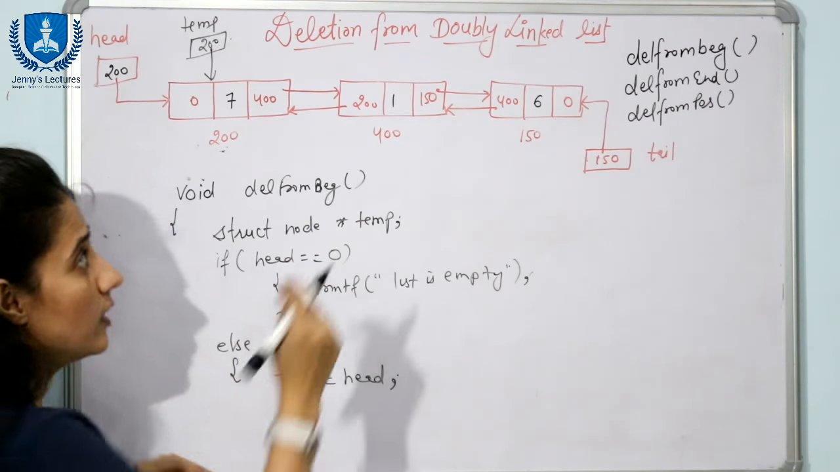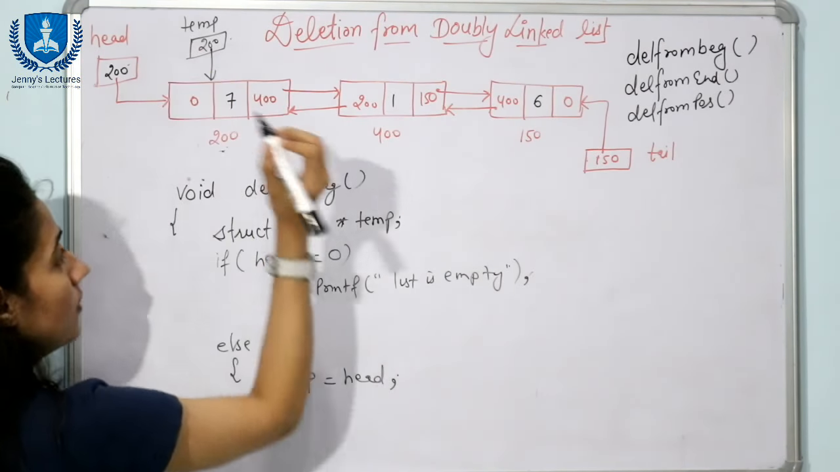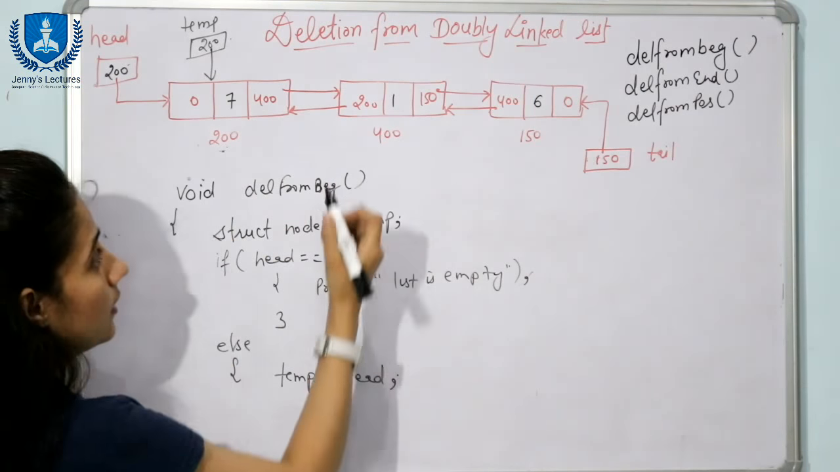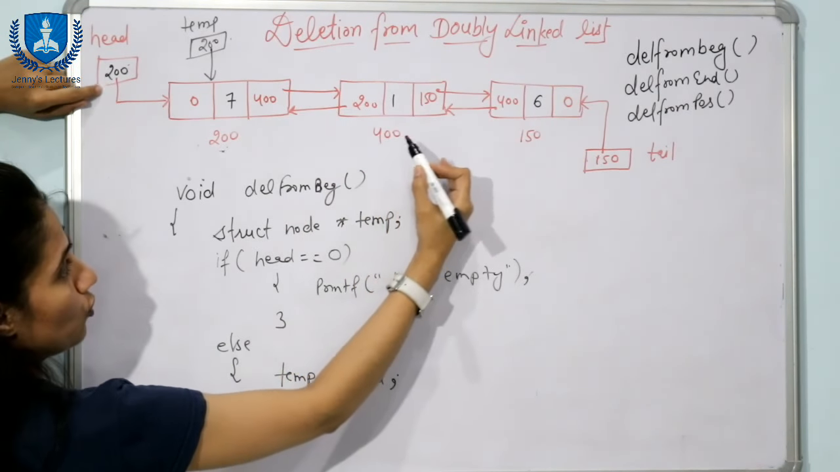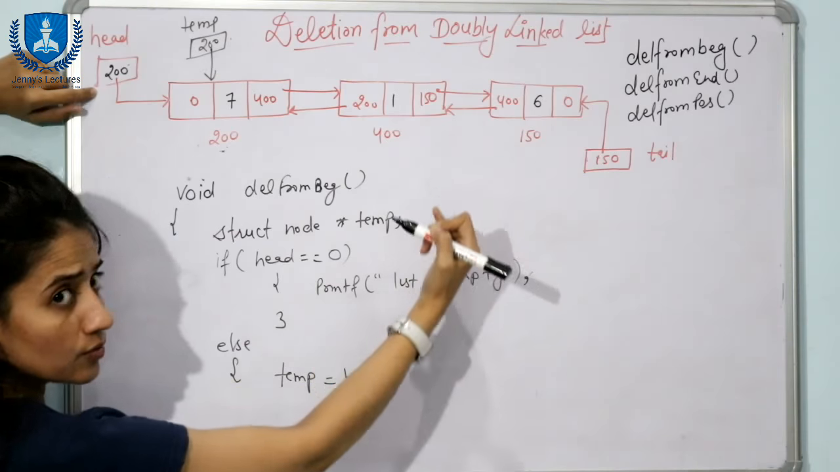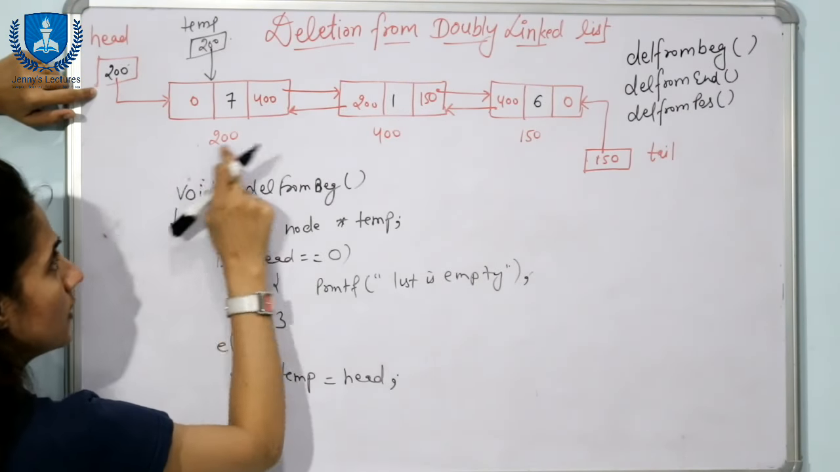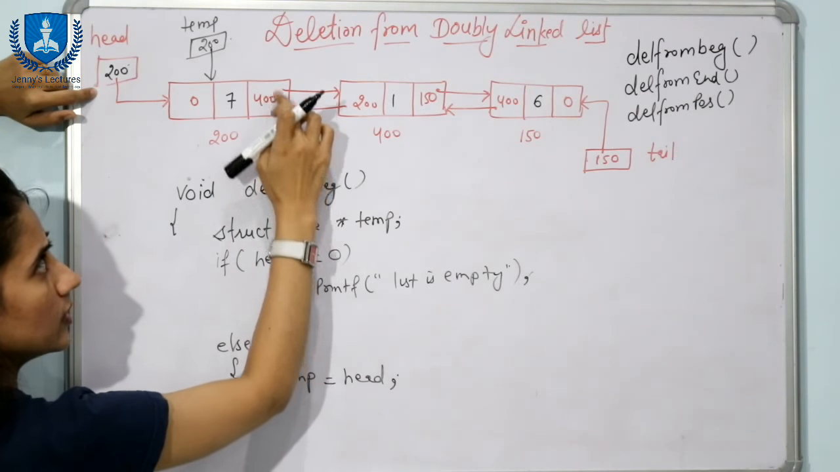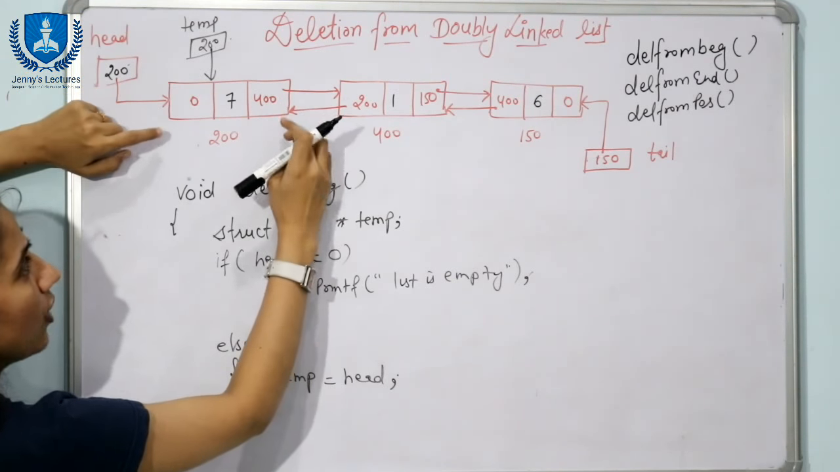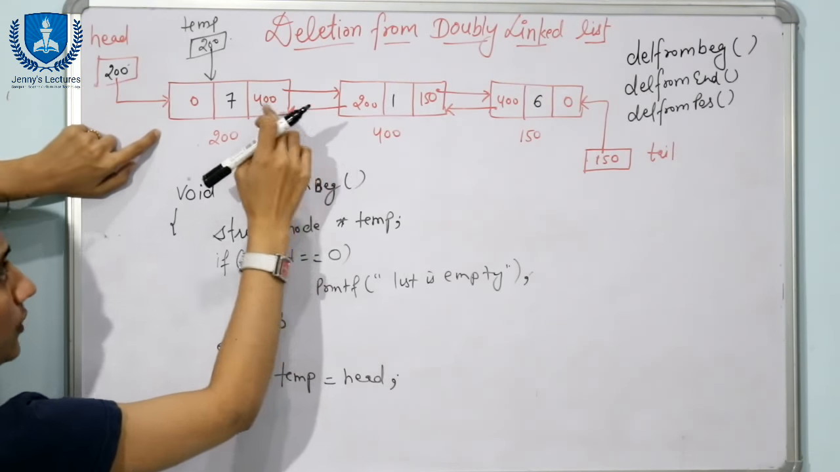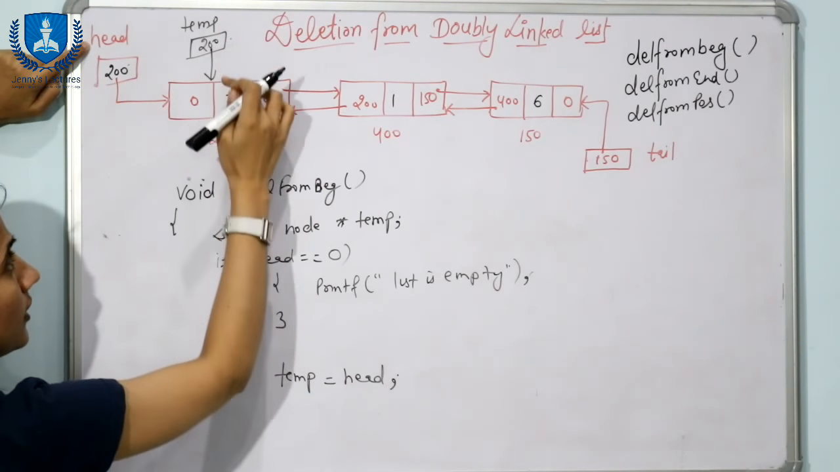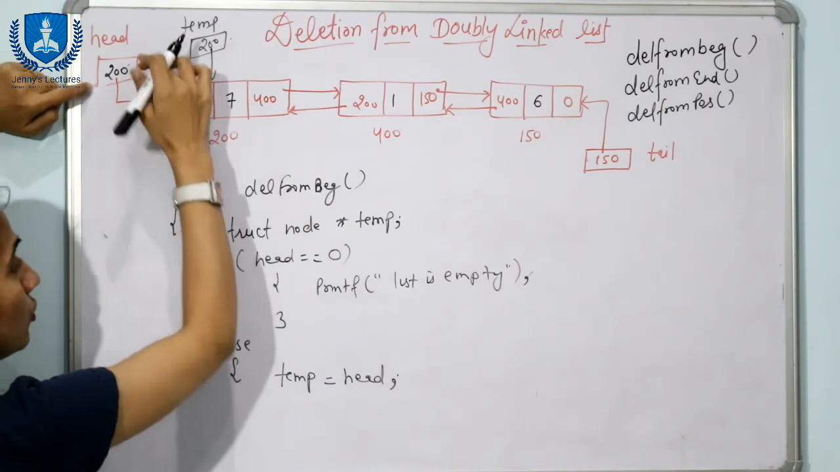Fine. Now we can update this head value. In head we are going to store what? This 400. Fine. Now from where can I get this 400, the address of this node? See, this node is containing 400, the next pointer. And how can we access this node? This head is also pointing here and temp is also pointing here. So basically we will use what?